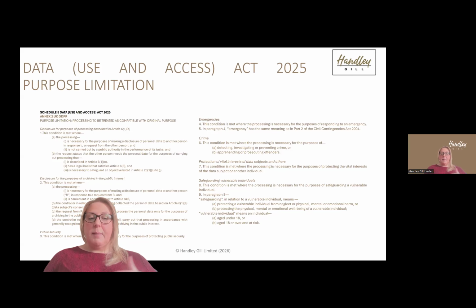Disclosure for the archiving in the public interest, where it's necessary for the purpose of protecting public security, necessary for the purpose of responding to an emergency, necessary for detecting, investigating or preventing crime or apprehending or prosecuting offenders, necessary for the purpose of protecting the vital interests of a data subject or another individual, necessary for safeguarding a vulnerable individual. Obviously, you'll see there is consistency among some of the changes being introduced in relation to recognised legitimate interest and deemed compatible processing. Essentially, the same provisions are applying.